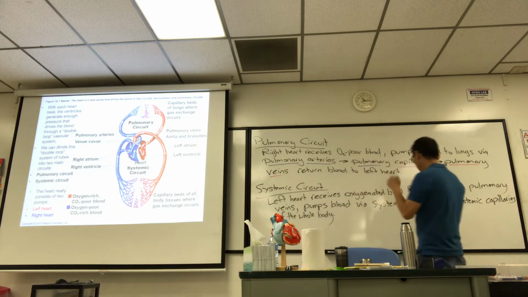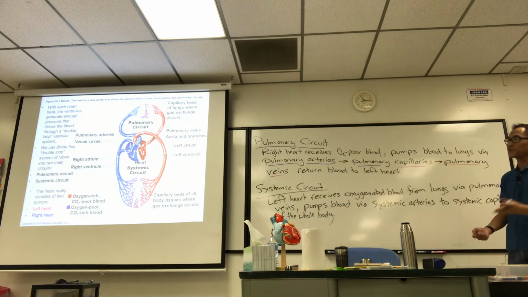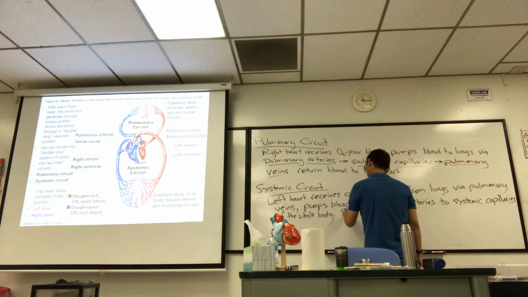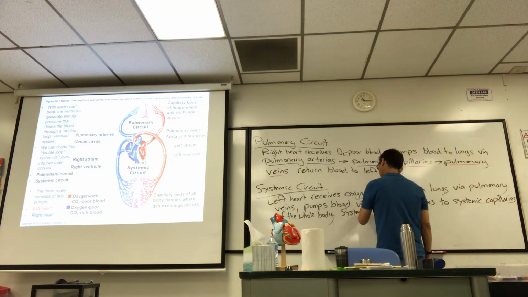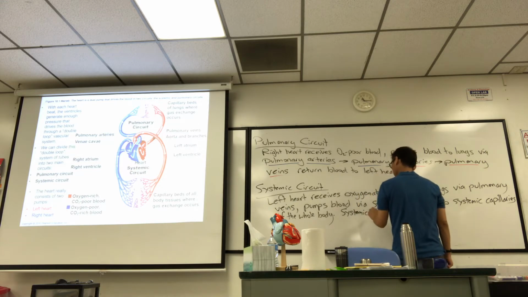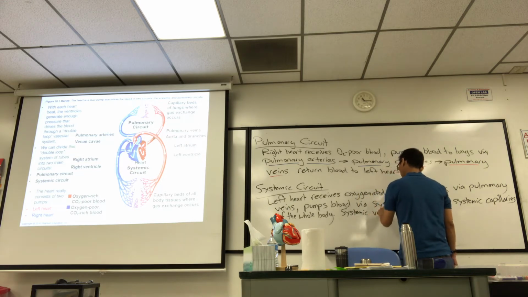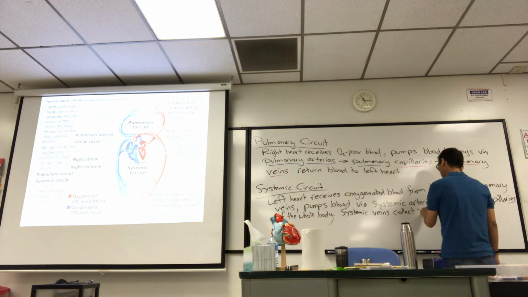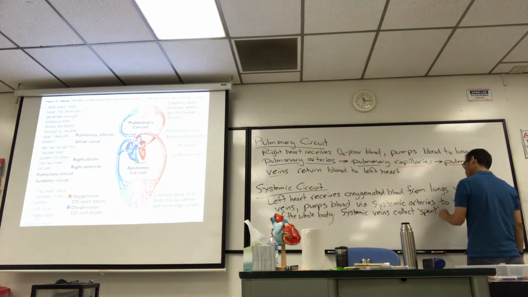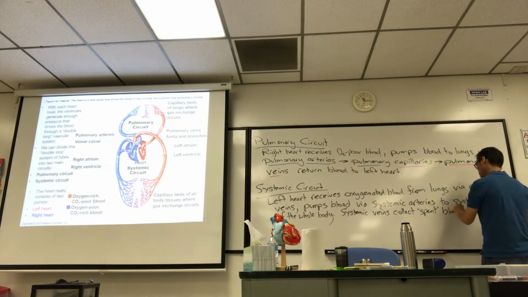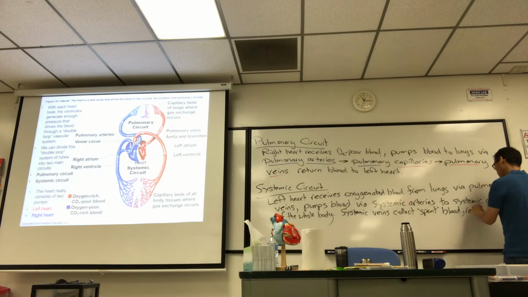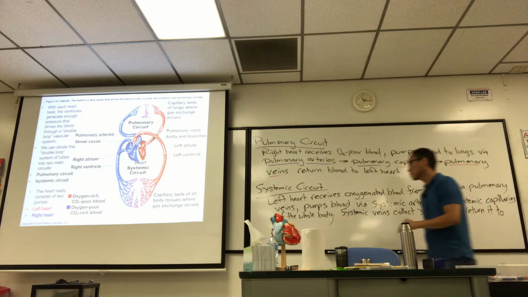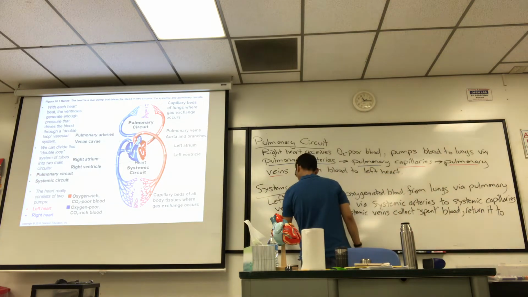So systemic veins will collect this spent blood and return it to the right heart. Systemic veins collect quote unquote spent blood. That means you dropped off the O2. Return it to right heart. That's where we started from.